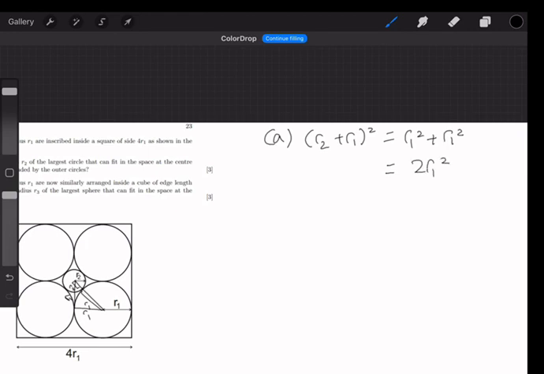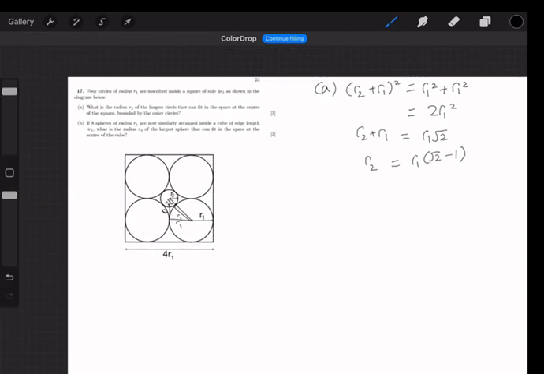And then we can do R2 plus R1 is equal to R1 times square root of 2. And R2 is equal to R1 times (root 2 minus 1). And then moving on to part B.